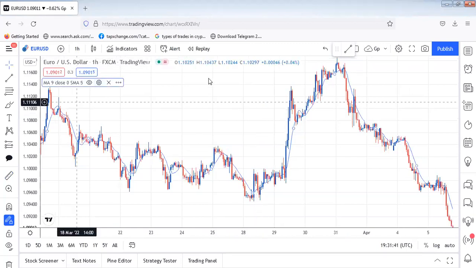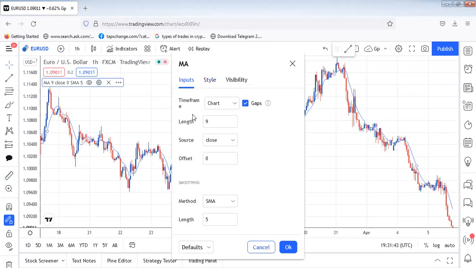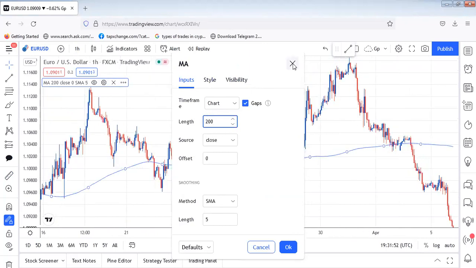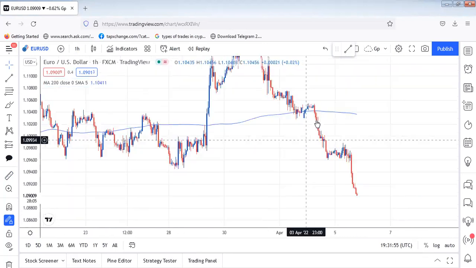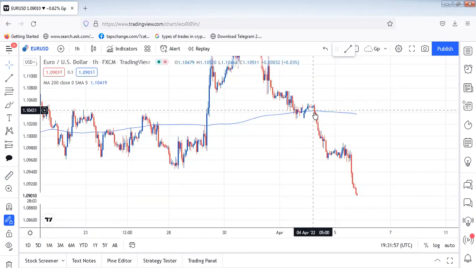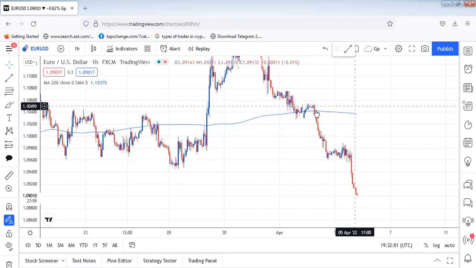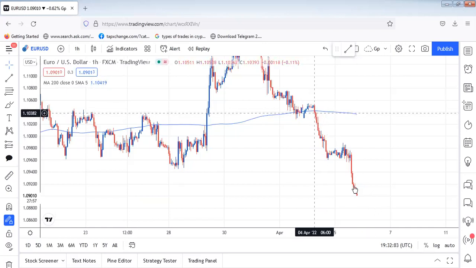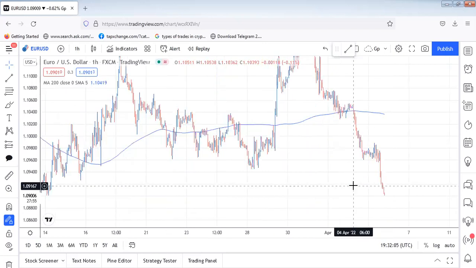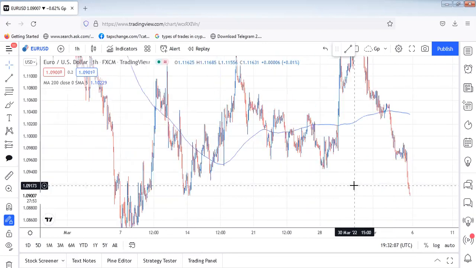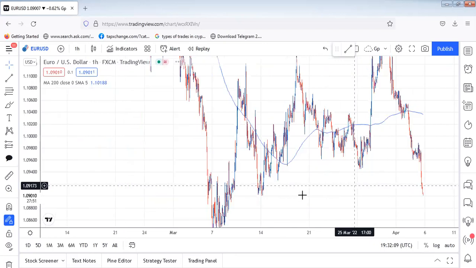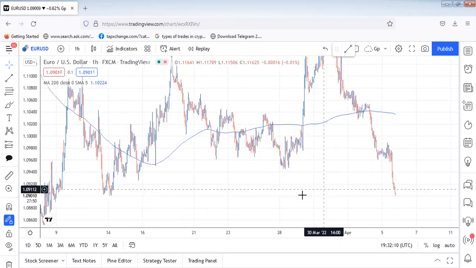I just want to change the parameters of this. Let me make it 200. Let me confirm. And you see, I told some of my students in the advanced class that whenever the candle goes below the moving average, the 200 period moving average, that is an indication of a massive sell. And mind you, this market will still sell more. Okay, so that's it. Let's proceed.